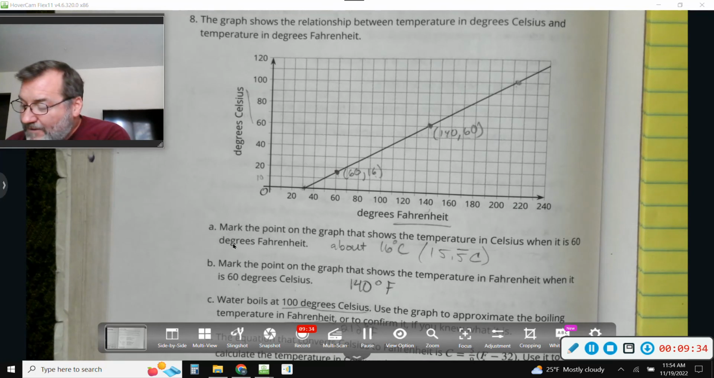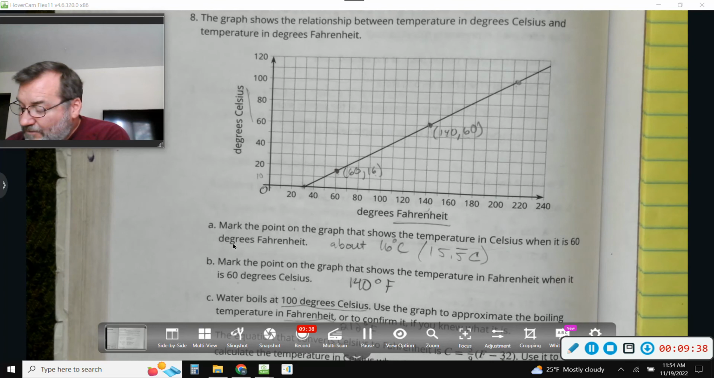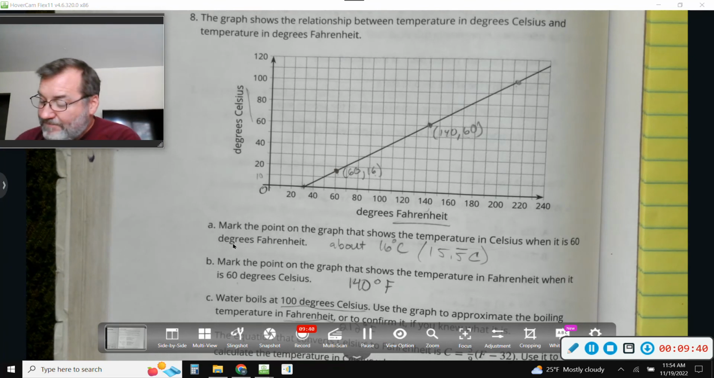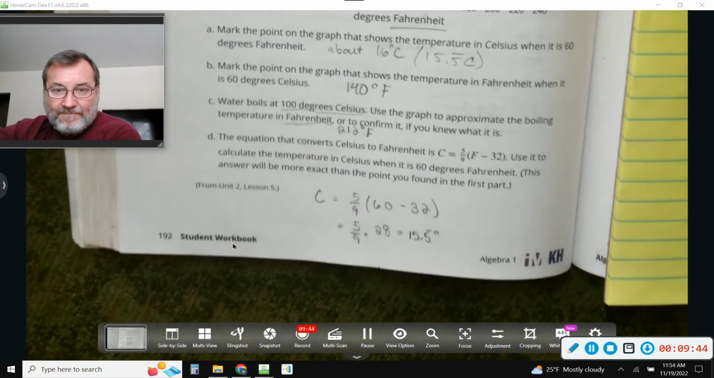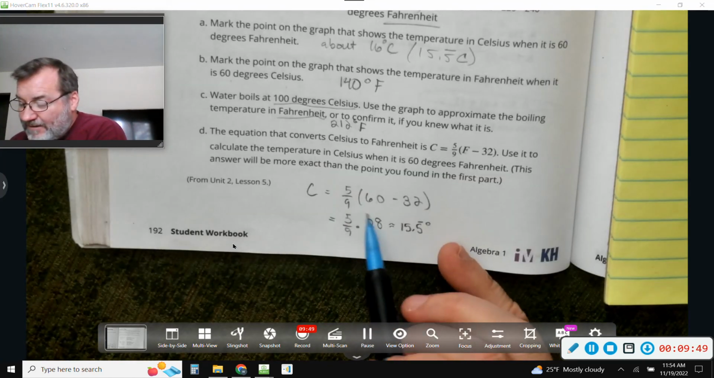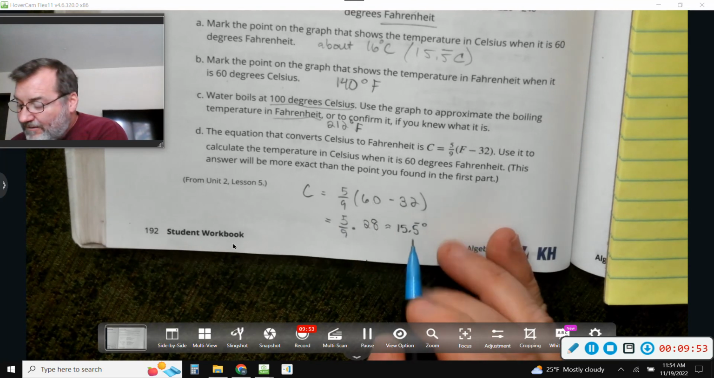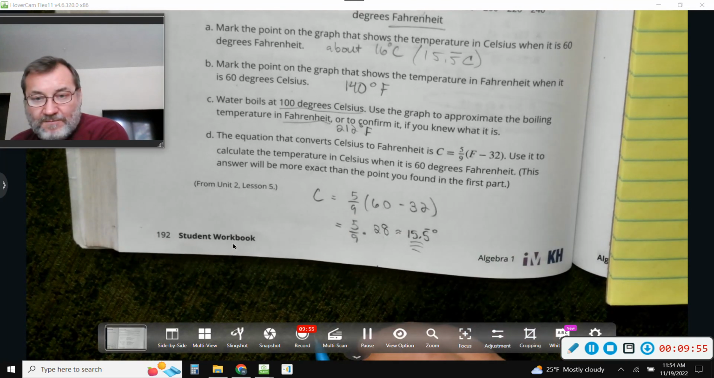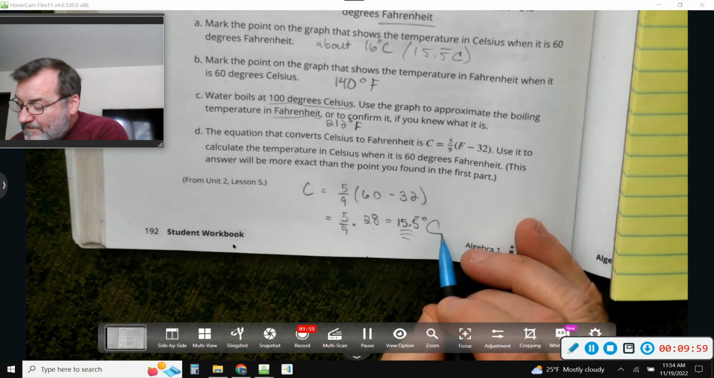So now we're going to put in the value of the Fahrenheit in here. It's 60. Alright, so we do the operations inside the grouping symbol first. 60 minus 32 is 28. And 28 times 5/9. There are no common factors here. You can't really reduce this. You just have to do it on your calculator. And you end up with 15.5, and the 5 is repeating, degrees Celsius.